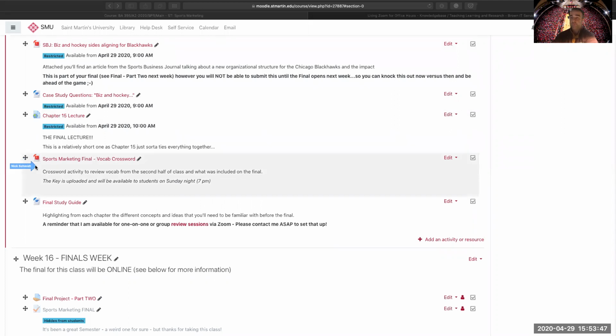I went through the material from the second half of class, as well as the material I used to build the final, and built the vocab crossword off of that. So if you go through and knock out the crossword on your first try, you should be fairly prepared for the concepts that you'll be presented with in the final. Concepts as far as the actual vocab themselves.